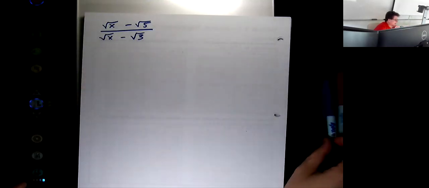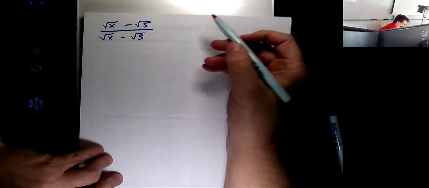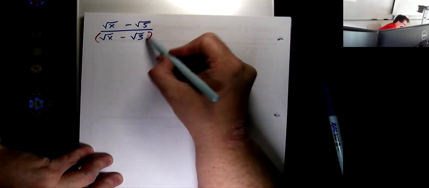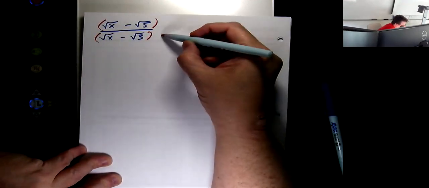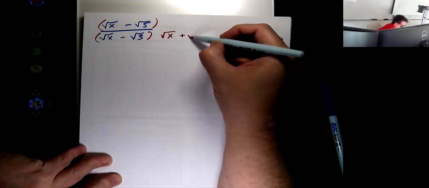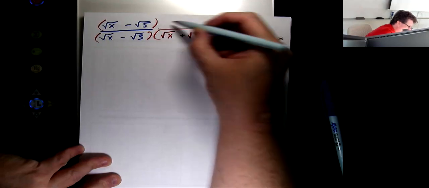We only did this at the end, so I don't know if anyone remembers what to do here. Does anyone remember what to do here? You multiply by the conjugate of the denominator. That's exactly what we do. What is the conjugate of the denominator? Square root of x plus the square root of. You go, Eric. We do it on the bottom, we gotta do it on top.